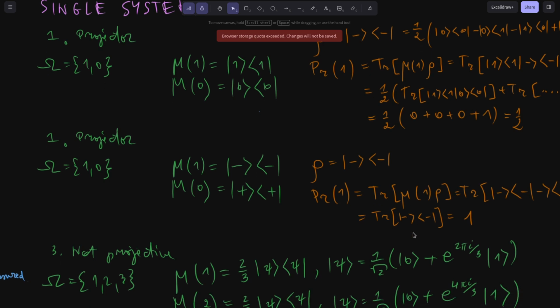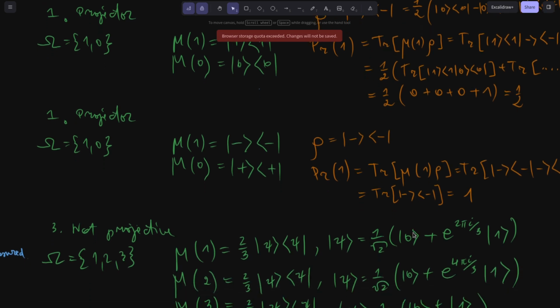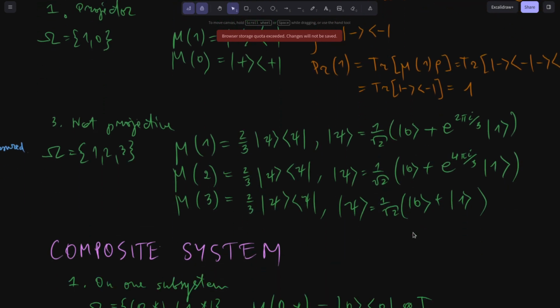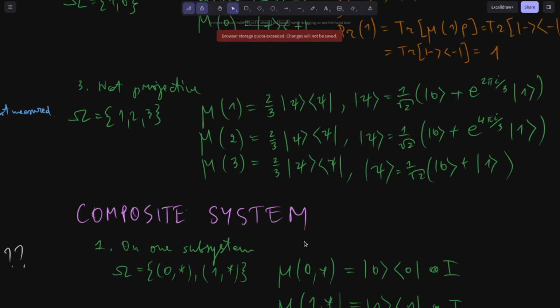But we can also have not even a projective measurement. For example, this one, it's not projective, right? We have 2/3 for each of those things. But the sum of these is still an identity matrix. So it's still a measurement.